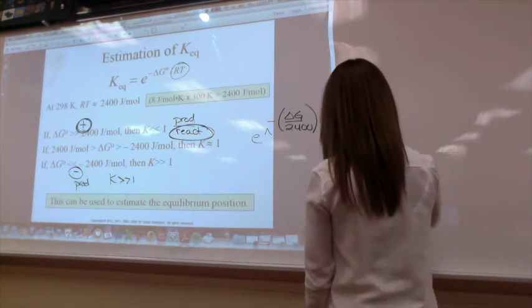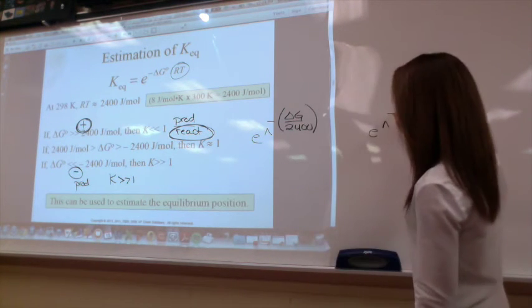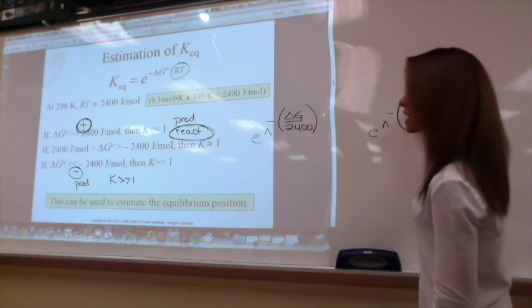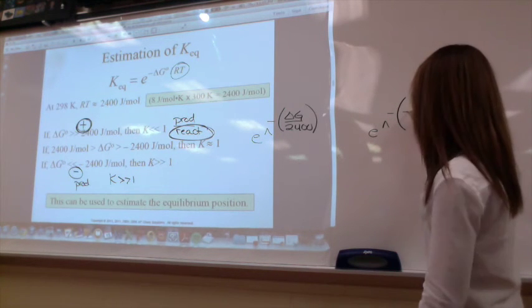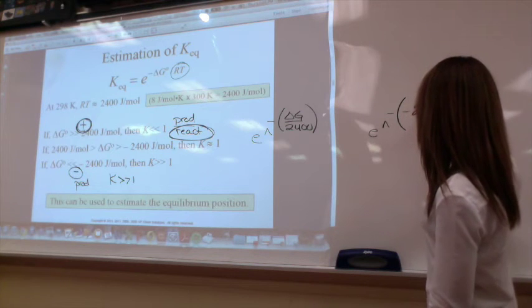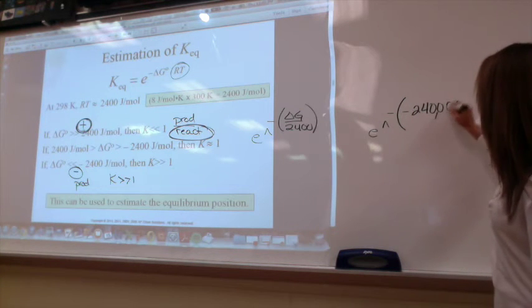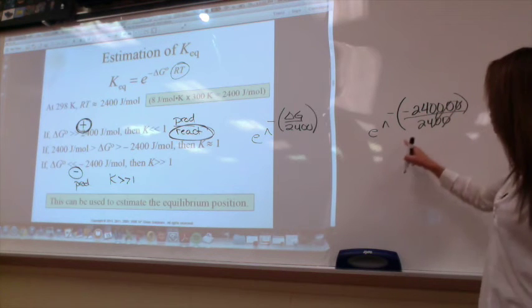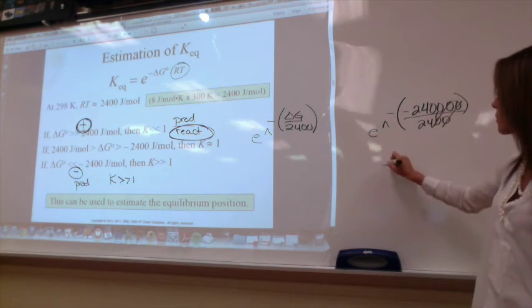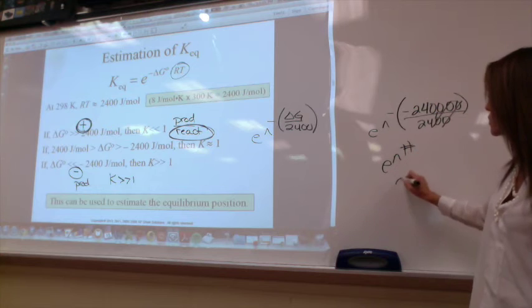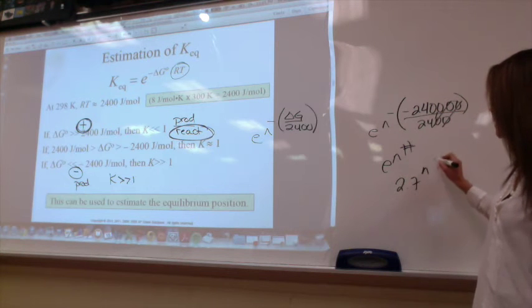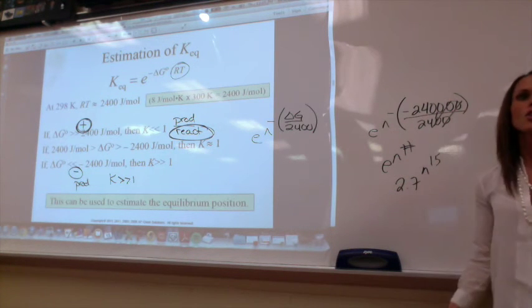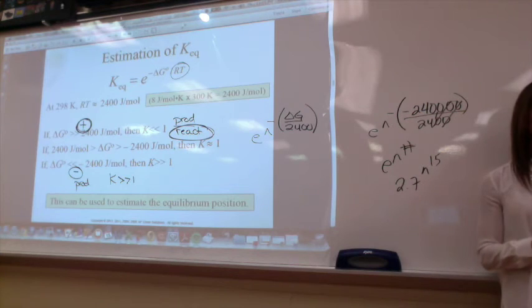So if I have E raised to the negative, and now I have a negative delta G. So let's say delta G, sorry guys, is this over 2400. Recognize that you're now going to have a positive number, and it's E raised to a big number. So 2.7, say, times 10 to the 15th. So your K value will be much greater than 1, okay?